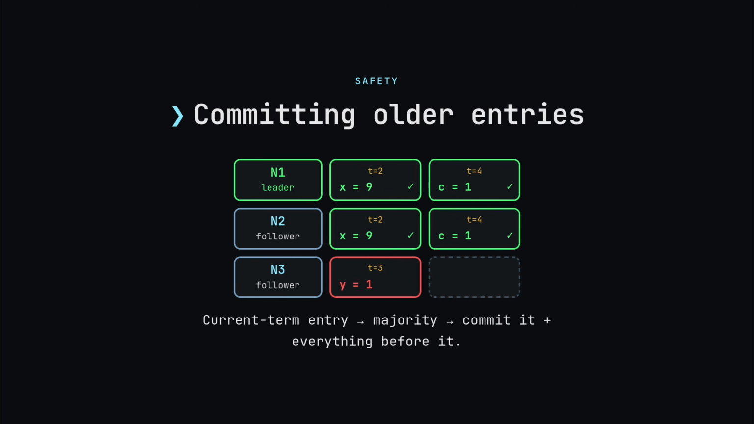Just to quickly connect this back to the earlier commit rule part in log replication, there the entry was from the leader's current term, as I said. So majority was enough there. Here it is an older entry from term 2. So in a nutshell, the leader appends a current term entry, replicates it to a majority of followers, and commits it after that, and also, every entry before it.